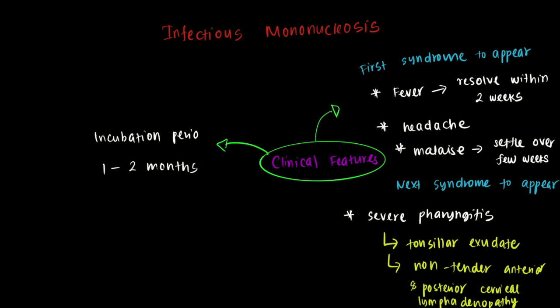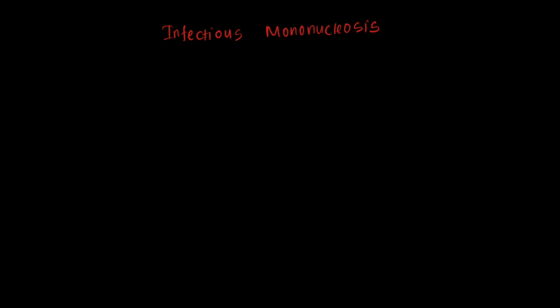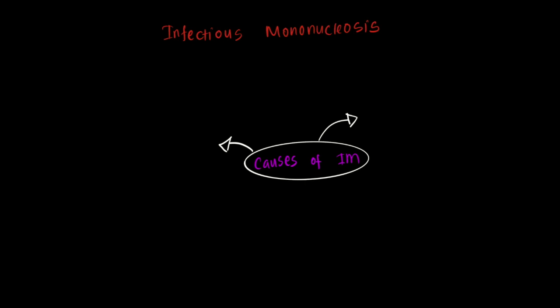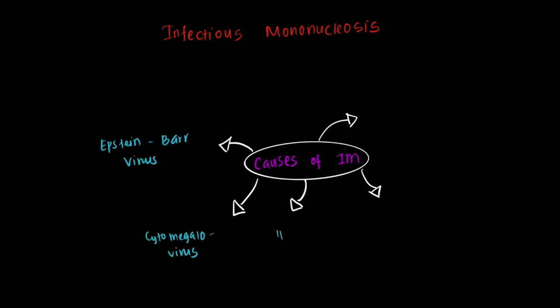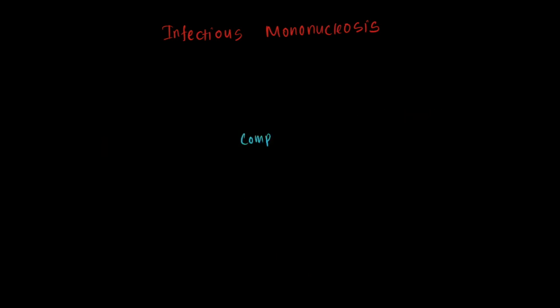Well, until now we know that Epstein-Barr virus causes infectious mononucleosis. However, there are many other microorganisms that can cause infectious mononucleosis, mostly viruses though. They are cytomegalovirus, human herpes virus 6 or 7, HIV primary infection, and toxoplasmosis.